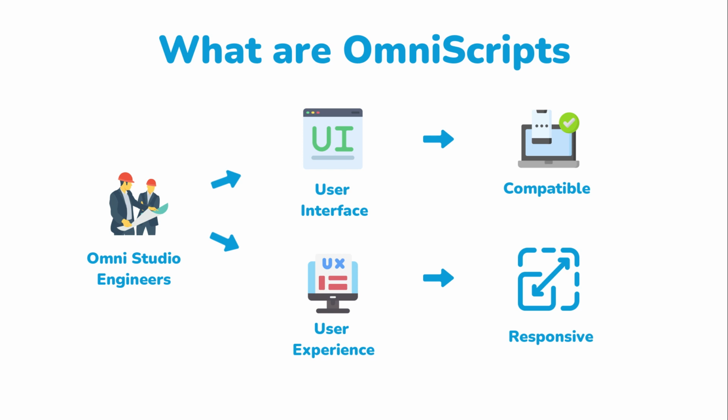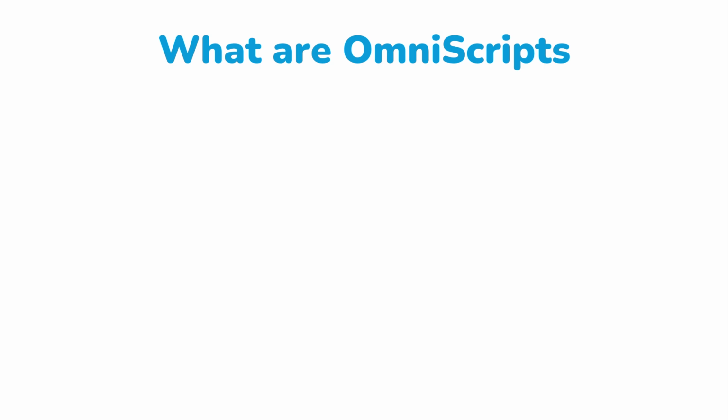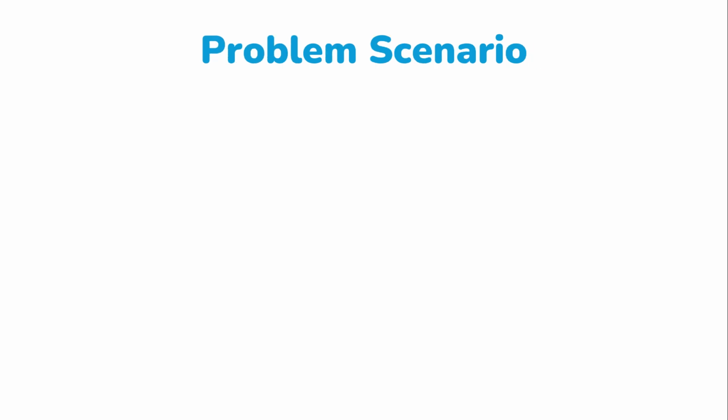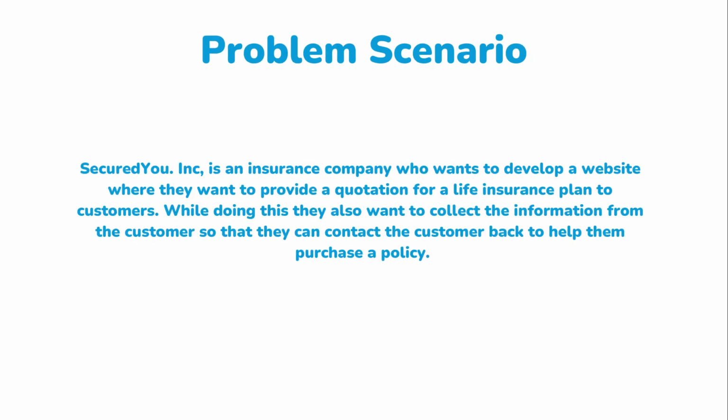Now, let's try to understand what OmniScripts really are and how to use them by considering a real-life problem scenario. SecuredU.inc is an insurance company who wants to develop a website where they want to provide a quotation for a life insurance plan to customers. While doing this, they also want to collect the information from the customer so that they can contact the customer back to help them purchase a policy.